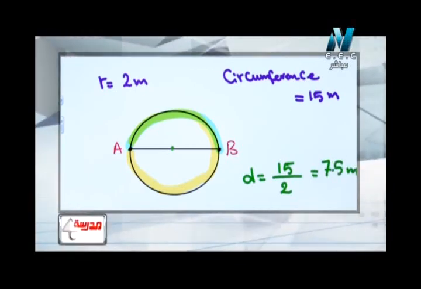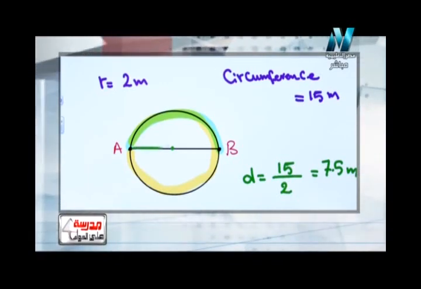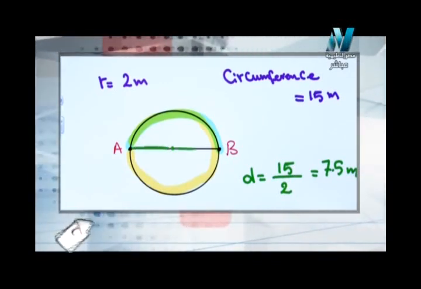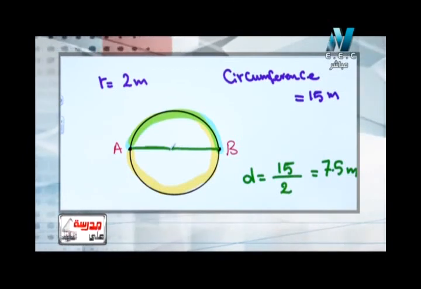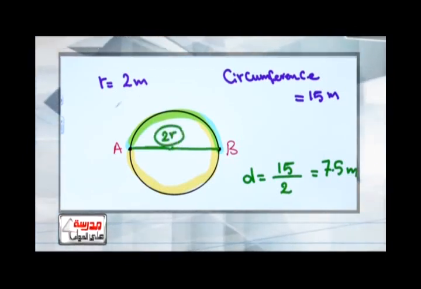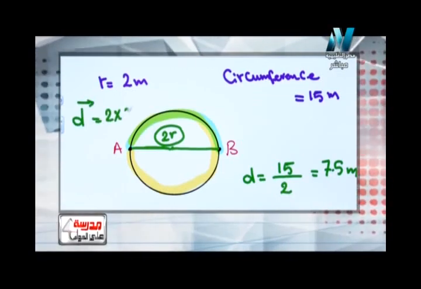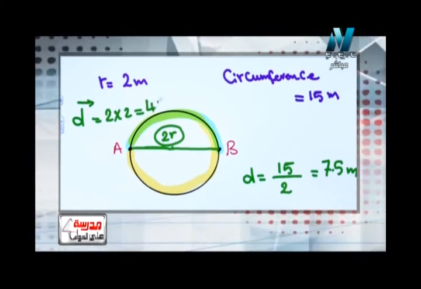But if you want to calculate the displacement, we have to know the radius, and here we have 2 radii, so we have to know the diameter, and diameter equals 2r. So displacement equals 2 times 2, equals 4 meters.